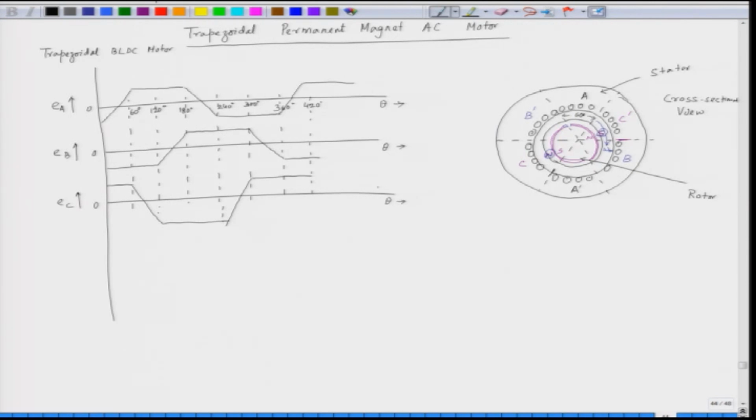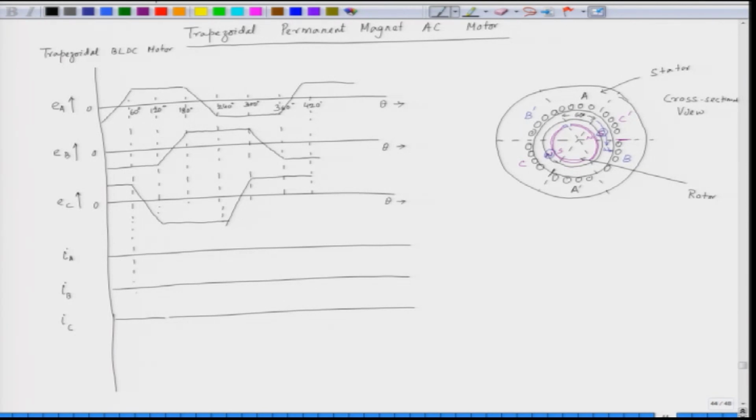Now, what should be the current flowing in phase A, phase B and phase C? The currents flowing in phase A, phase B and phase C are quasi rectangular in nature. Let us see the waveform of the currents. Similarly, we can plot the current waveforms IA, IB and IC. So, this is for IA. IA is the current flowing in phase A, IB is flowing in phase B, IC is flowing in phase C. So, we have these intervals with us, each interval is a 60 degree interval.